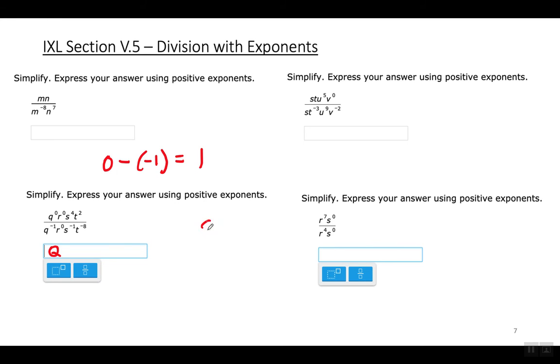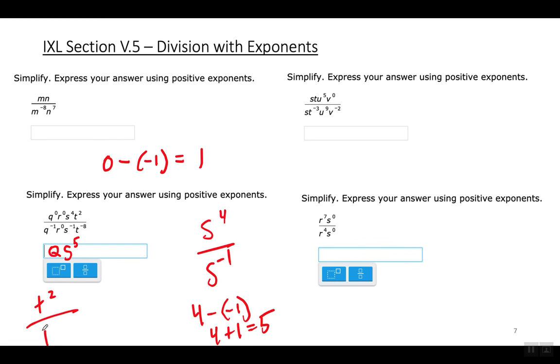The s's are s to the fourth power over s to the negative 1 power, and 4 minus negative 1 becomes 4 plus 1, which equals 5. So I got s to the fifth power. And the t's, it's going to be 2 minus negative 8, which becomes 2 plus 8, which equals 10. So the t is t to the 10th power. All right, so that's my answer for that one.